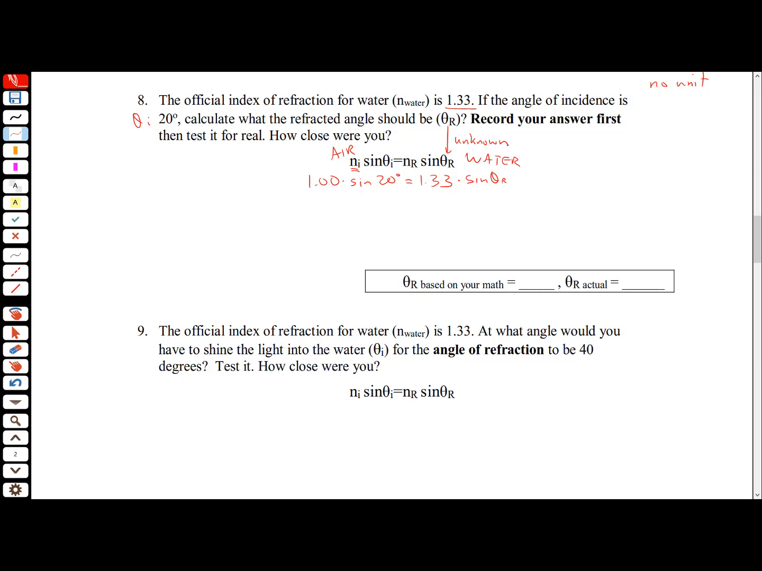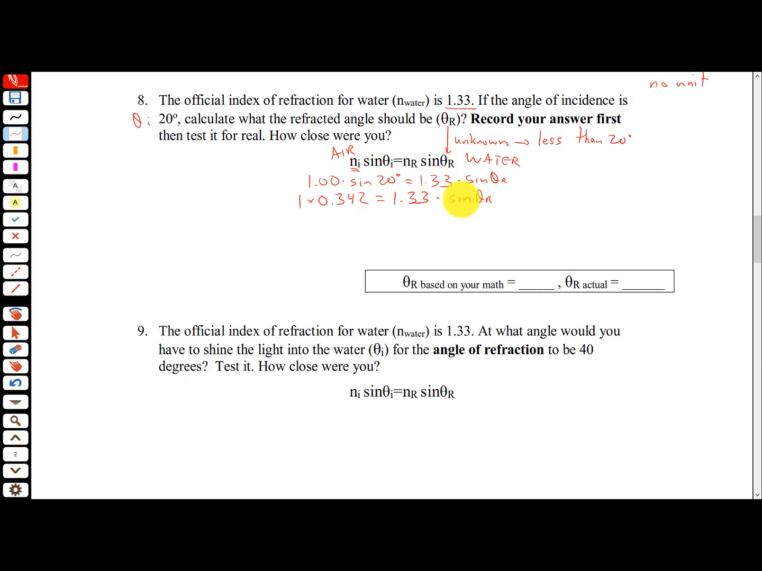Now, while we don't know the exact number, we do know that this should be less than 20 degrees, because when light goes from something that is less dense to more optically dense, like air into water, it should bend towards the normal. The sine of 20 degrees is equal to 0.342. You don't have to write it here because it just will be itself. And then on our right-hand side, 1.33 times sine theta r.